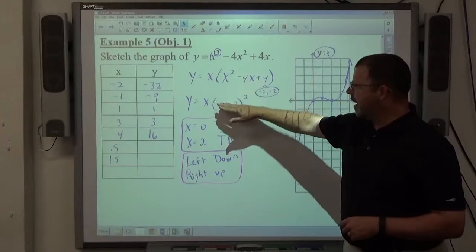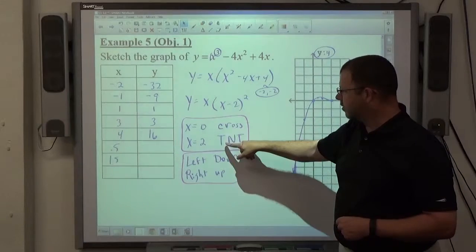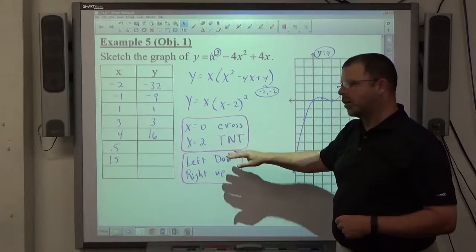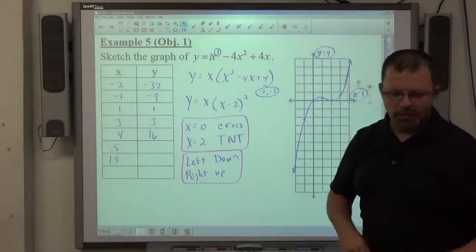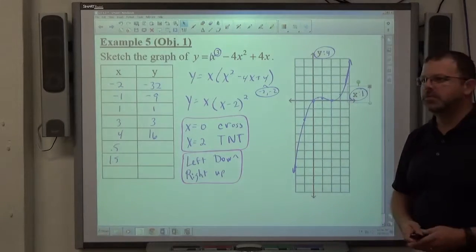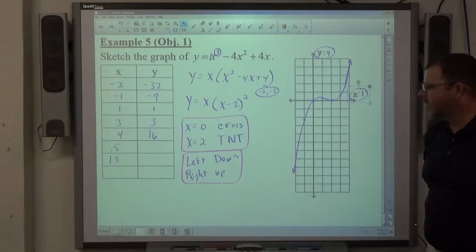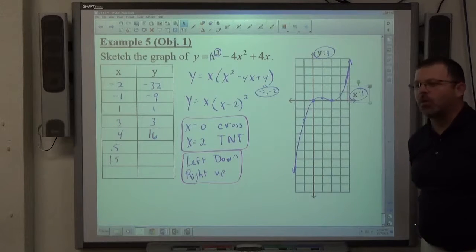Again, it does involve some factoring, algebra skills. This theorem about touching and turning and crossing, the left down, right up, that theorem involving the lead coefficient and the sign and power and stuff like that, to get us a pretty decent sketch of a graph without a whole lot of information.